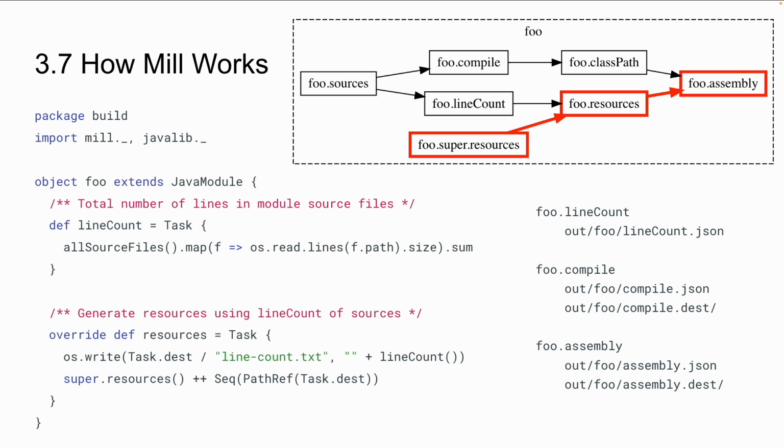So all you need to do is write your so-called straight line business logic in your build. This is usually really simple, right? Like I compute a value based on the source files, I override resources and call super. These are all straightforward business logic. And all the caching and invalidation, parallelism and stuff is all done for you.